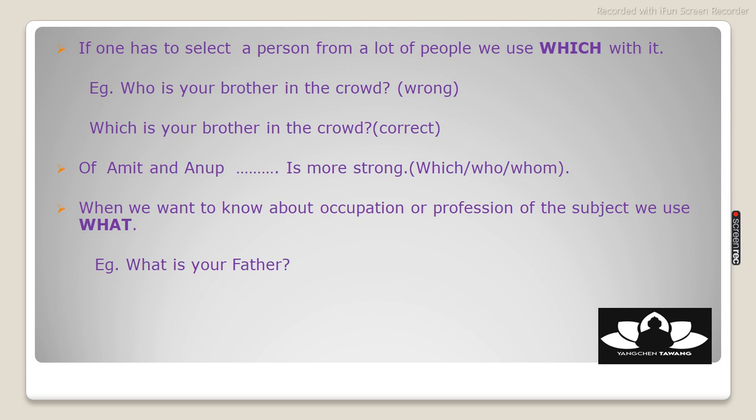Again, if one has to select a person from a lot of people, we use which with it. Go to the example. Who is your brother in the crowd? It will be a wrong sentence. The correct sentence would be, which is your brother in the crowd? Means when we have to select only one person from many persons, we use the term which.